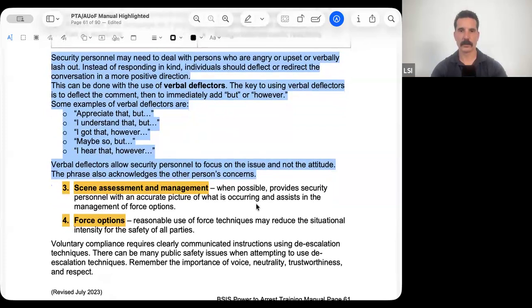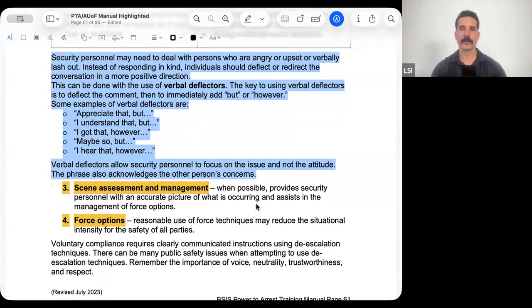Security personnel may need to deal with persons who are angry or upset or verbally lash out. Instead of responding in kind, individuals should deflect or redirect the conversation in a more positive direction. This can be done with the use of verbal deflectors. The key to using verbal deflectors is to deflect the comment, then to immediately add but or however.